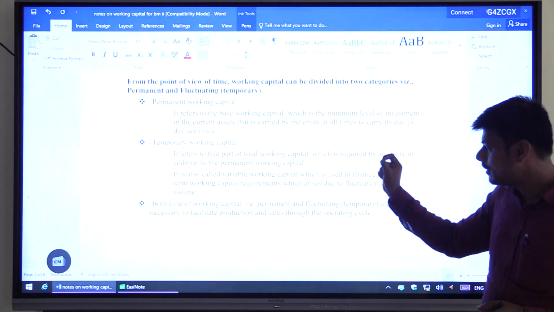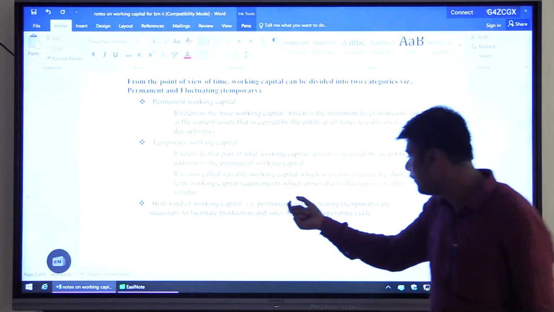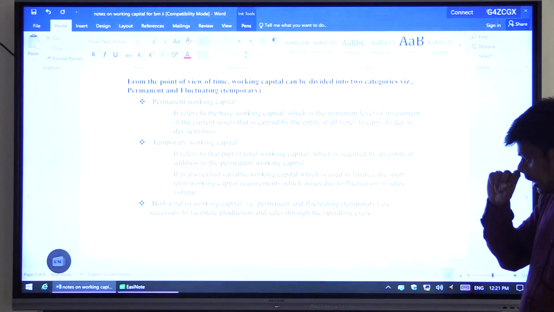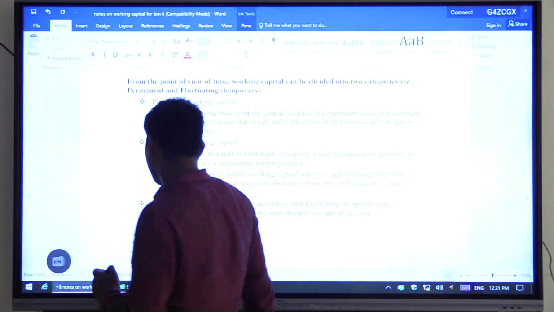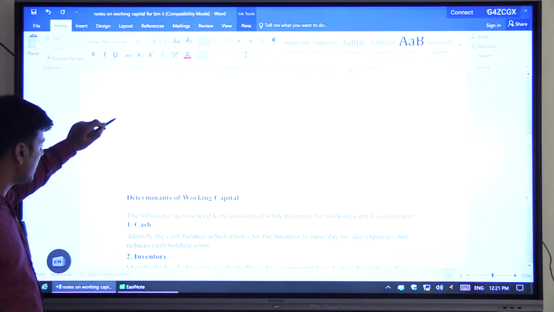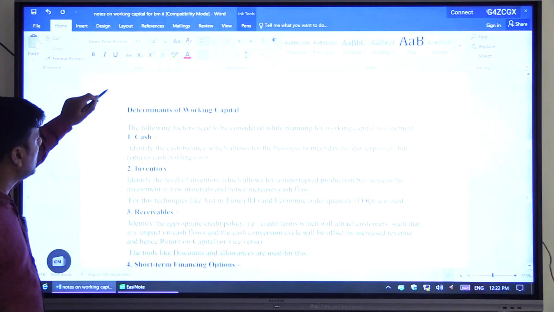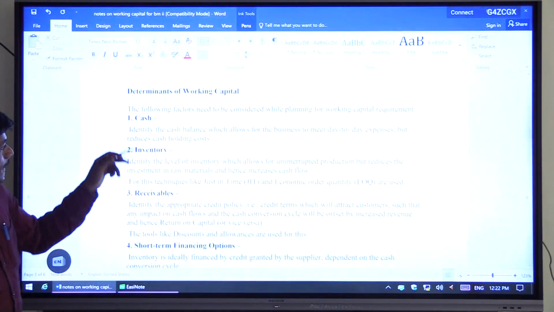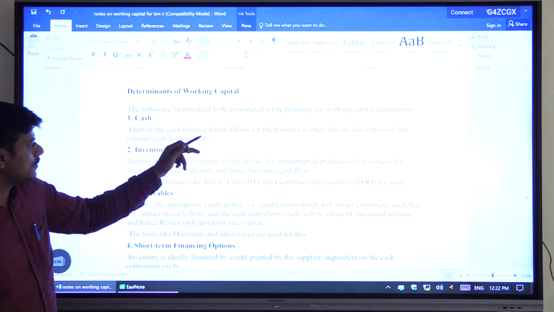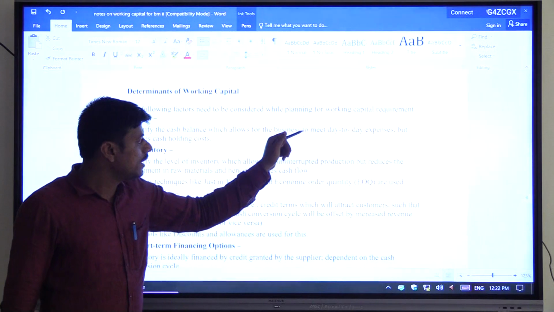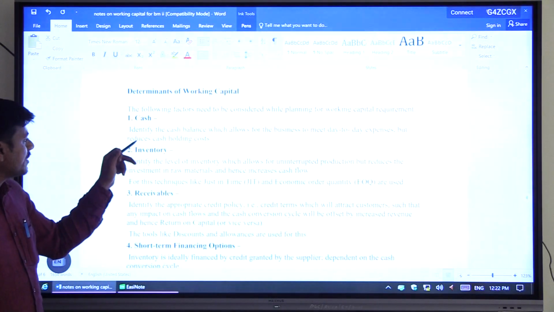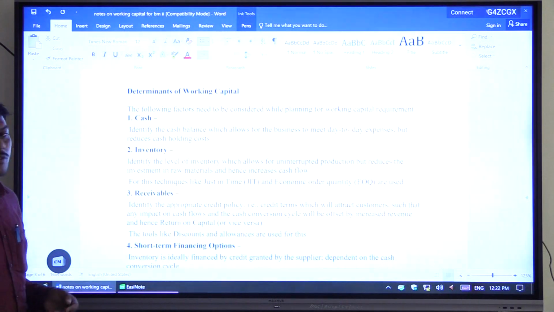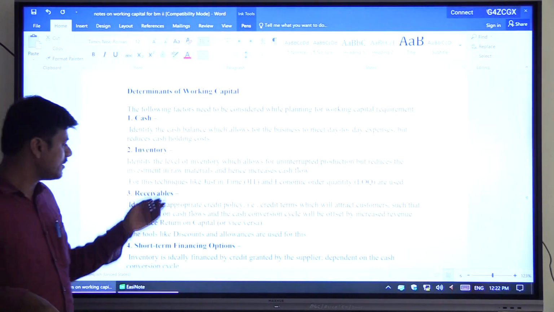It is also called a temporary working capital. Both kinds of capital, that is permanent and fluctuating, are necessary to facilitate the production and sales through the operating cycle. That means it is also necessary for the operating cycle of a business. Now after that we also understand the determinants of working capital. First of all, the following factors need to be considered while planning for the working capital requirements. The first one is cash: identify the cash balance which allows the business to meet day-to-day expenses but reduces cash holding cost. Now these are some determinants of working capital.